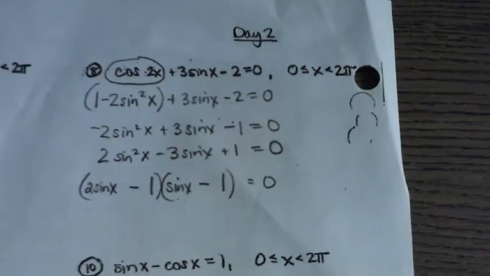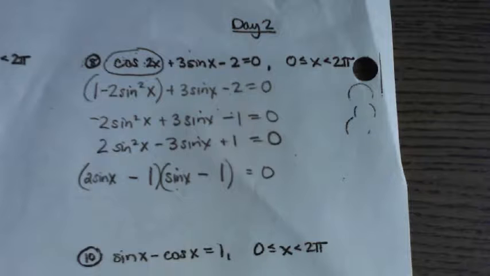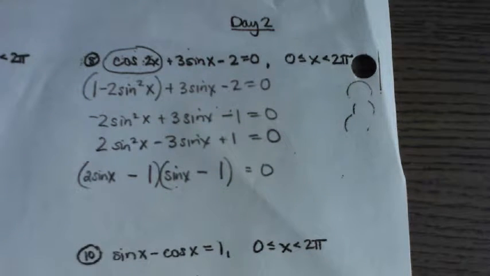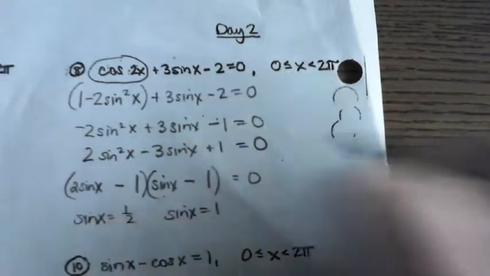I don't really have any choices to make here. 2 sine x and sine x, 1 and 1, they both have to have the same sign because it's a positive one, and the middle sign is a negative, so I need a double negative. So then we get sine x equals 1/2 or sine x equals 1.